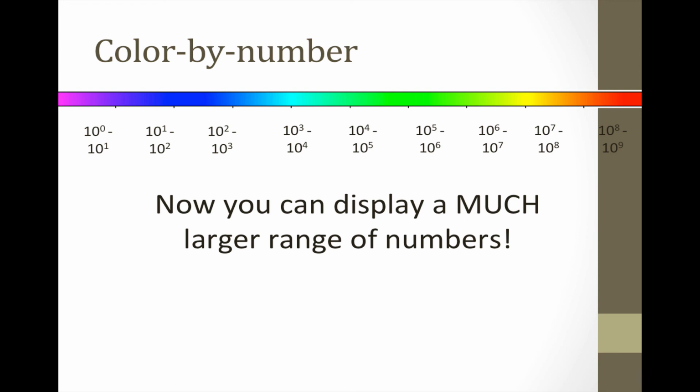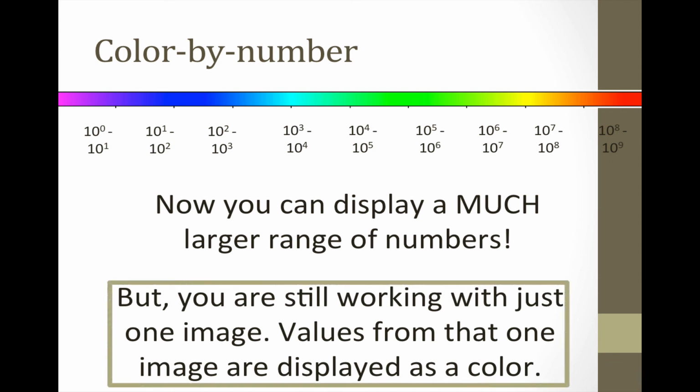Like we can put all the ones that are 10 to the 0, which is 1, and 10 to the 1, which is 10. So all the values between 0 and 10 are in this bin. Between 10 and 100 are this bin. 100 and 1,000 in this bin. And so on. Now we can display a much larger range of numbers. But key to all of this is in all of these examples, we are still working with just one image. Values from just that one image are displayed as a color, and you get to pick what the correspondence is between the value in the image and the color that you display on your computer.